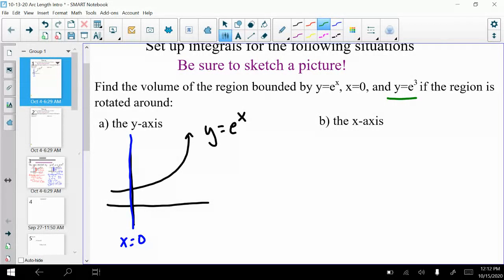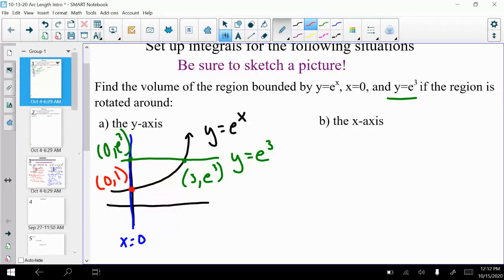And then y equals e cubed. Remember, e cubed is just a number. So it's just a horizontal line, e cubed, giving us this intersection point of x equals 3, y equals e cubed. Of course, this intersection point would be 0, e cubed. And then our other intersection point back here from e to the x is 0.